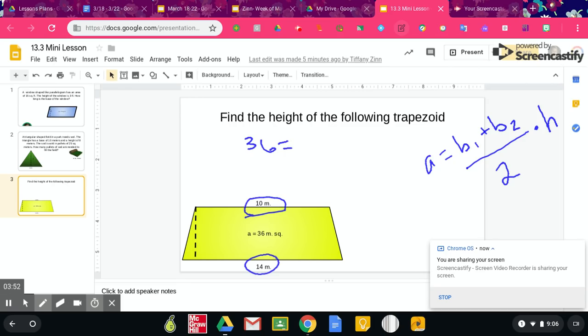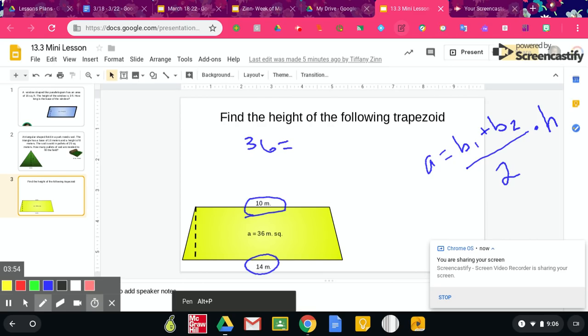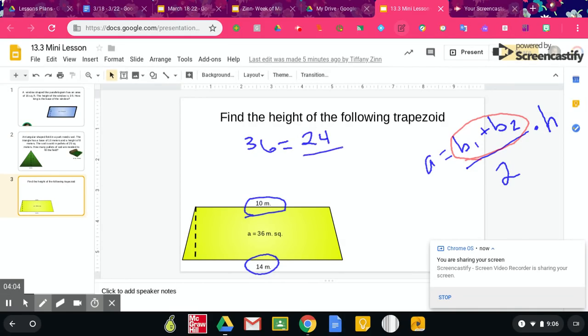And since it says right here that you're just going to add those together, we can just go ahead and do that and simplify, save a step. So 10 plus 14 is 24. And then we have to divide it by 2, multiply it by the height. Okay, we can simplify again. 24 divided by 2 is 12. So then you're at 36 equals 12 times H.